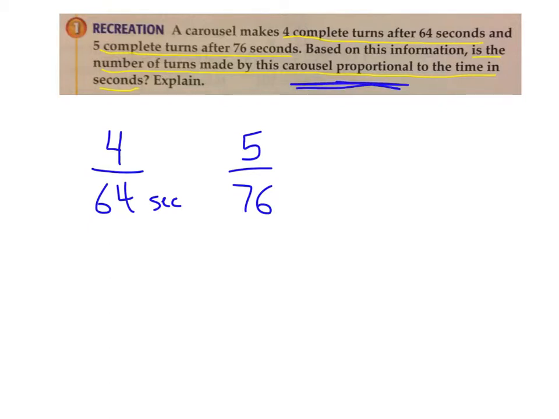Now I want to find out if they are proportional. To find out if these are proportional or equal, I can find the cross products. Sometimes it's also called cross multiplying. So when I find the cross products, I'm going to say, okay, if I take 4 times 76, so they're cross diagonal from each other, and if I take 5 times 64, if those two products are equal, so 64 times 5, if that's equal to 76 times 4, then these two are equal.